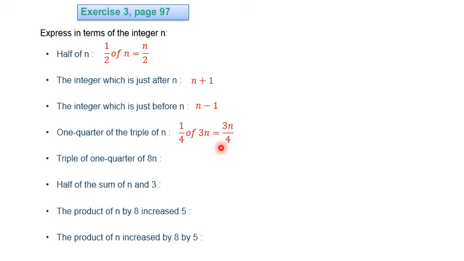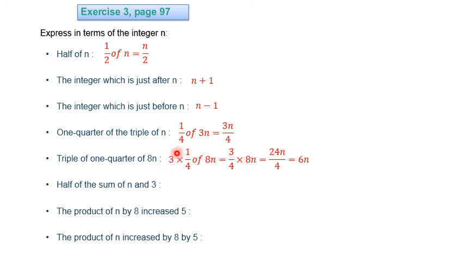It's 3n over 4, since when we are calculating in this way, of means multiplication. 3n has denominator 1, so I have to multiply the numerators by each other and the denominators by each other. 1 times 3n is 3n, and 4 times 1 is 4. Now triple of 1/4 of 8n. As we said, triple means times 3, 1/4 is 1 over 4 of 8n. Of means times. Here we have 3 times 1 over 4.